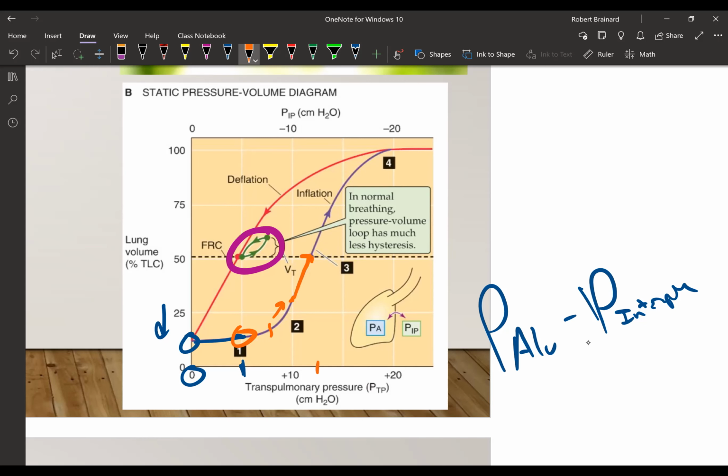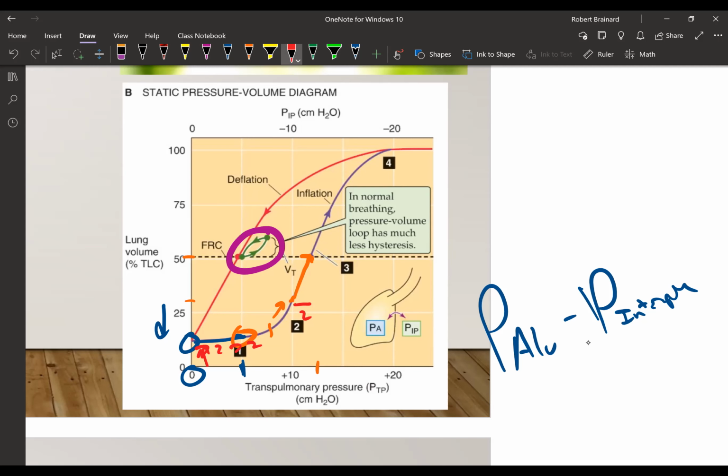Total volume. You almost went from like 30% all the way up to 50% with just a 2 millimeter of mercury change in transpulmonary pressure. But when you did that over here, you had no volume change. In fact, you did 2 right here, 2 right here, 2 right here, 2 right here. Like you did it multiple times and there was still no volume change, right? And that's because when you try to inflate a deflated lung, it's way harder and it takes a lot more pressure change to have a change in volume initially until you overcome the recoil on the lung.